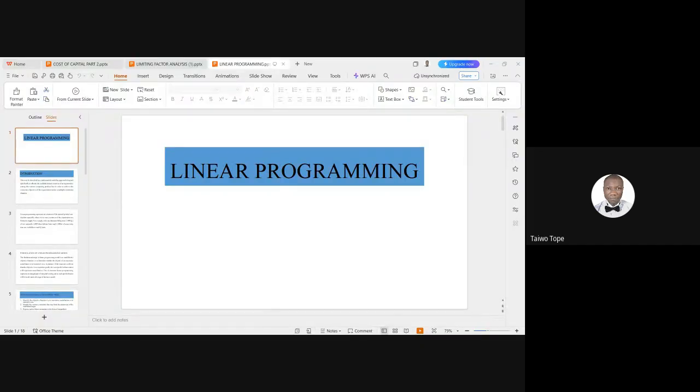So, as an accountant, you are faced with problems of limitation of resources, limited resources in your organization. What are possible solutions you can proffer to your organization?